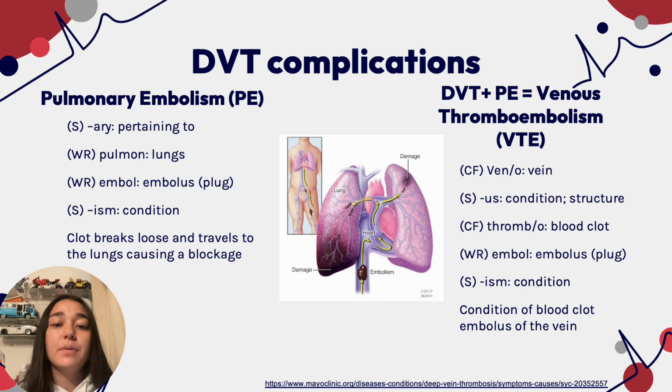DVT and pulmonary embolisms can both be referred to as venous thromboembolisms. Suffix "us" meaning condition or structure, and combining form "veno" meaning vein.